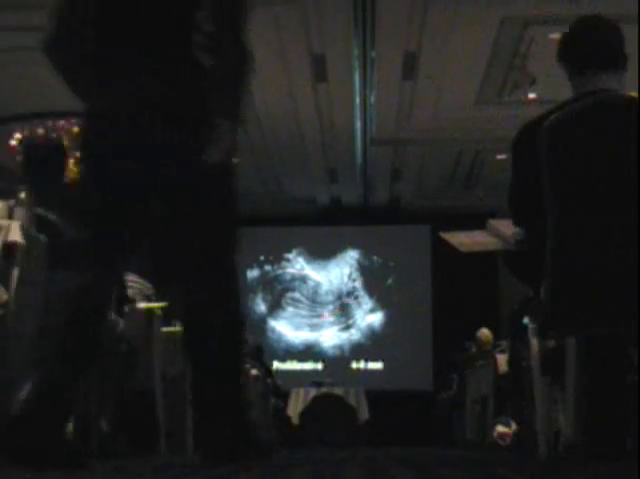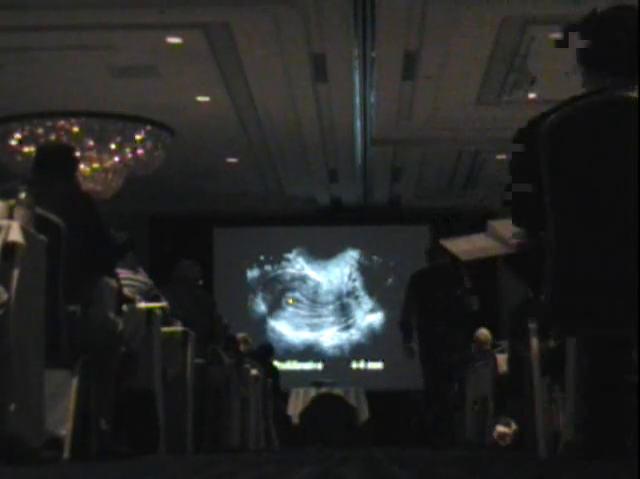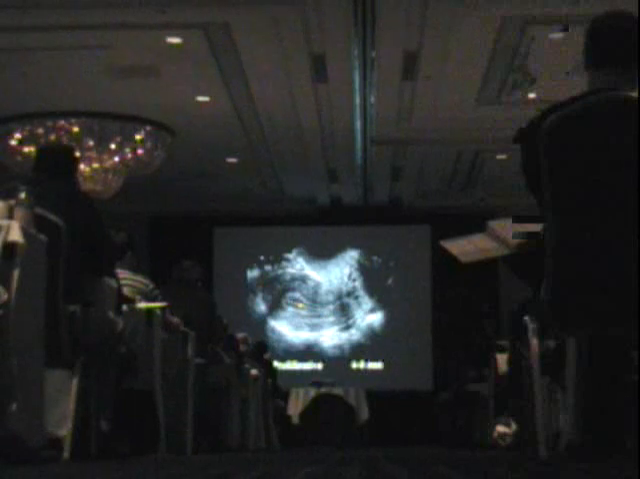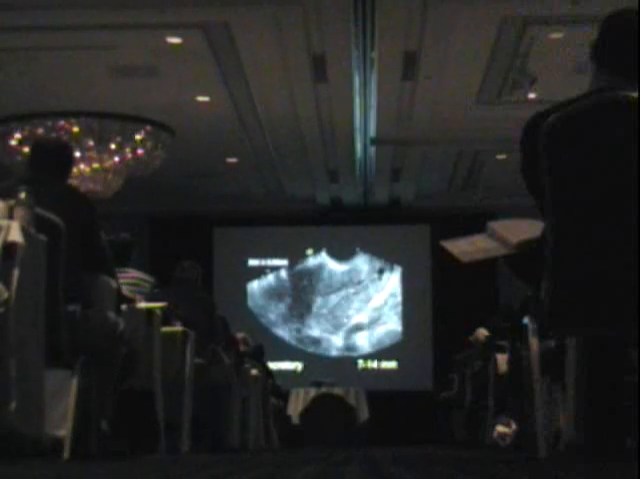Now we have a transvaginal image, again, of an anteverted uterus with the fundus over to the left. And you see the multi-layer stripe, and the endometrial cavity is right here, but is collapsed. And this should measure between 4 and 8 millimeters in the proliferative phase.